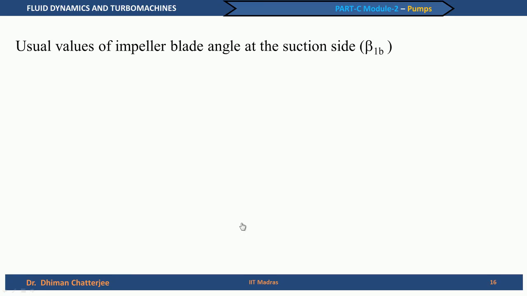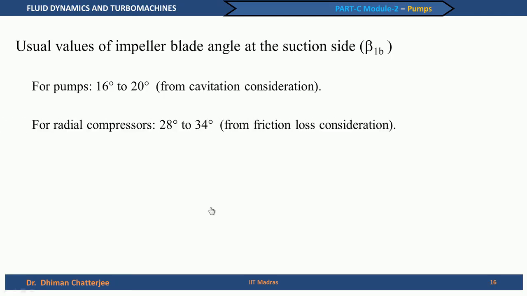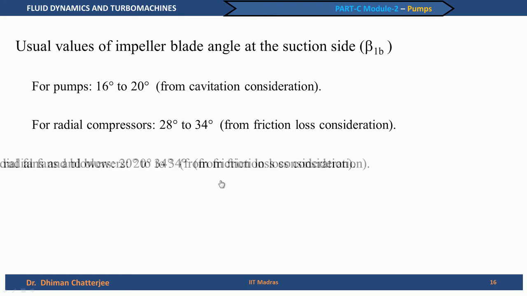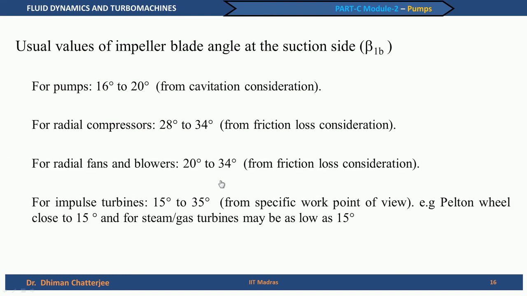Usual values of impeller blade angles at the suction side, beta 1b, are, for pumps, between 16 to 20 degrees. We have to also consider something called cavitation. I will talk about cavitation in pumps towards the end of this week. For radial compressors we can have it between 28 to 34 degrees, we do not need it at this stage, and similarly for fans and blowers. So, these are the typical values we normally use. I give them in one place so that you can have a comparison. Typically for pumps it is between 16 to 20 degrees.